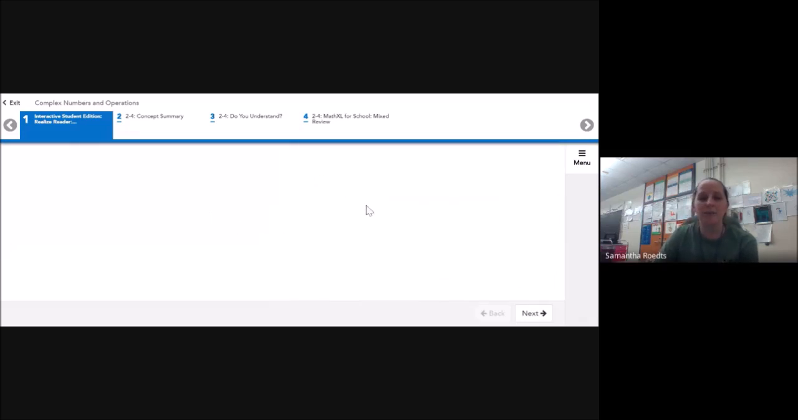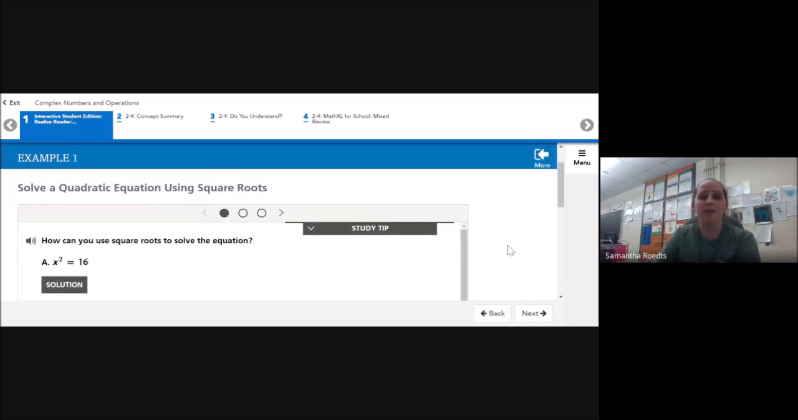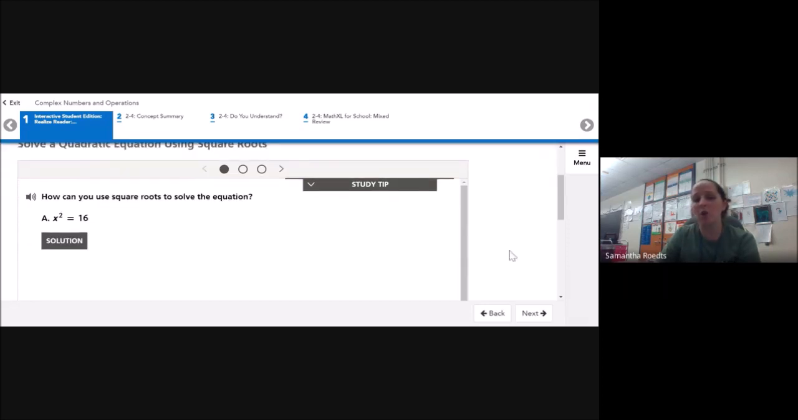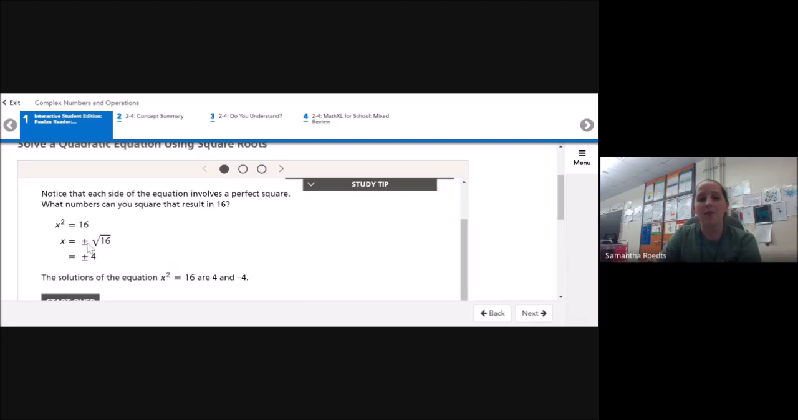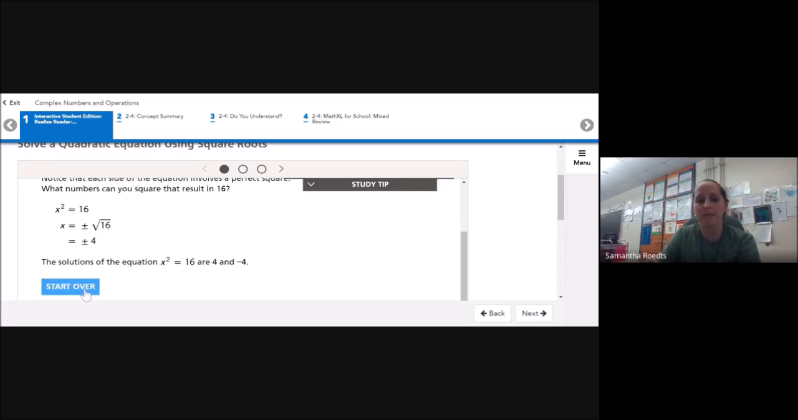So example 1, solve a quadratic equation using square roots. How can you use square roots to solve the equation x squared equals 16? Well, if I take the square root of x squared and the square root of 16, we know that 4 times 4 gives me 16. And then I should have plus or minus the square root of 16, or plus or minus 4, because negative 4 times negative 4 also gives 16. So the solutions of the equation x squared equals 16 are 4 and negative 4.